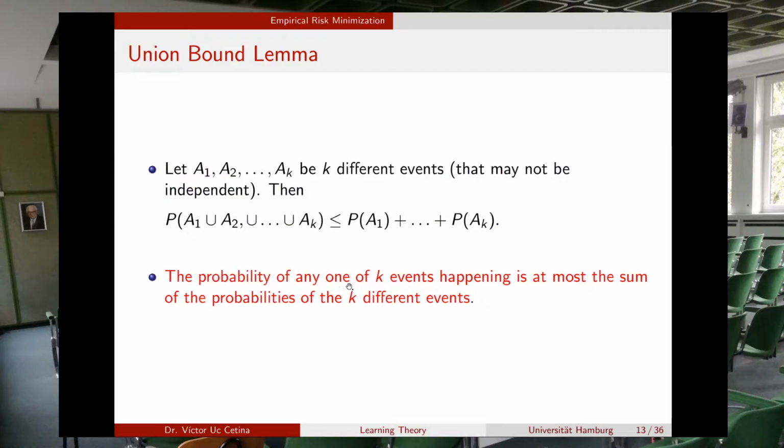So the probability of any one of k events happening is at most the sum of the probabilities of the k different events. So this is one lemma that we are going to use later on to analyze the relationship between bias and variance.